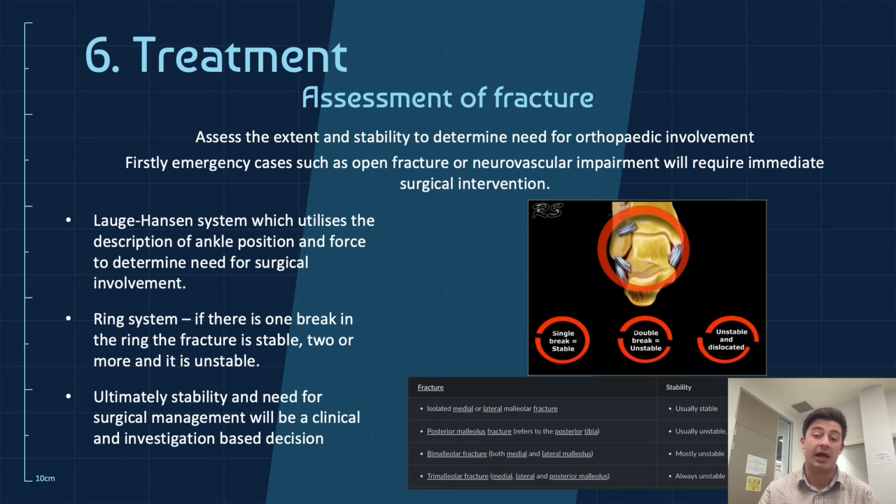So you can see the image here showing that sort of ring formation of the bone and ligament structures. Generally, if there's one break, the structure is stable. If there's two, it's unstable, which would then require further involvement. But generally, it's a clinical sort of decision, and surgical management will be made based on the opinion of a surgeon. So you'll get them involved, and they'll look at the X-ray and also the stability of the joint itself and determine the need for surgery.